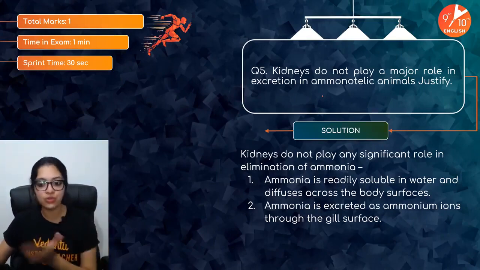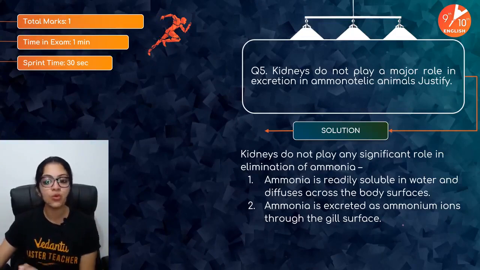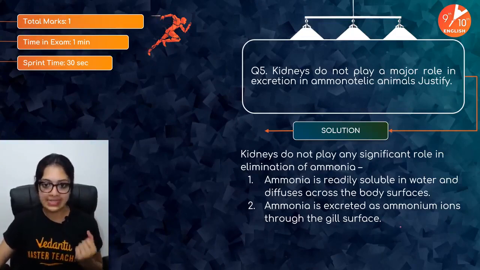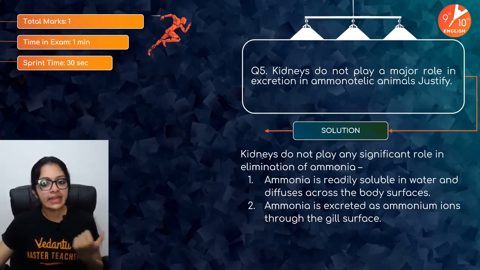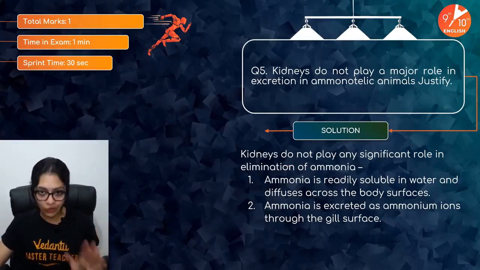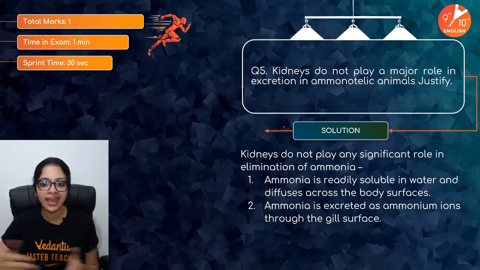It can easily diffuse across body surfaces and ammonia is excreted as ammonium ions through the gill surface. So this is the major reason for it, as in kidneys don't really play a significant role. Kidneys are not really required there. There's no need. So why have it?